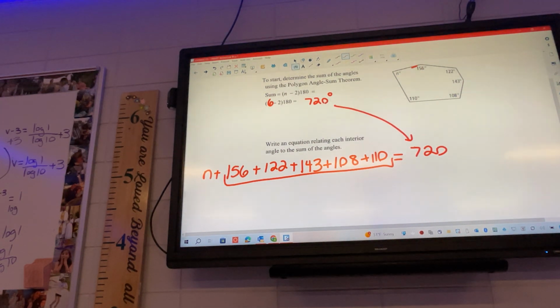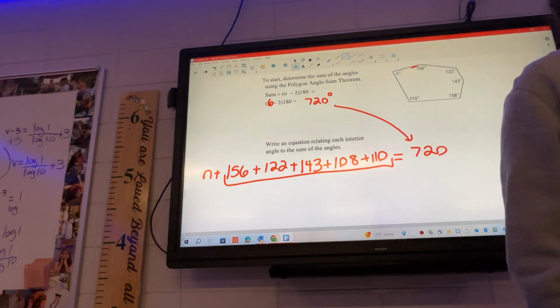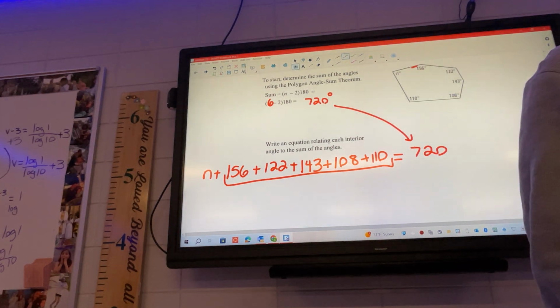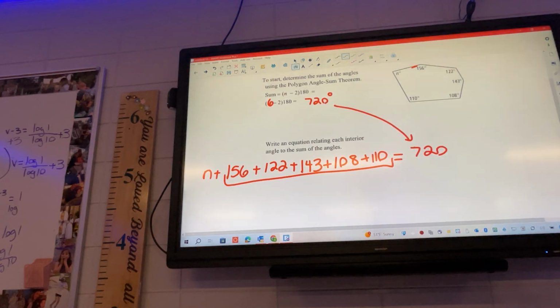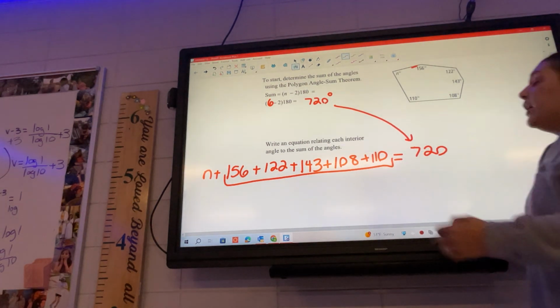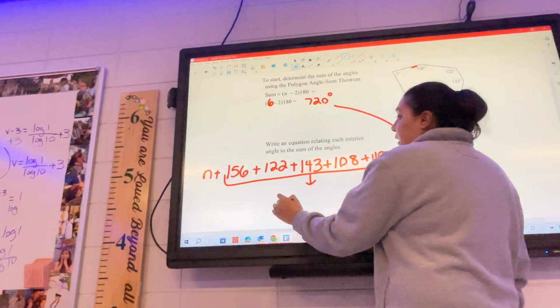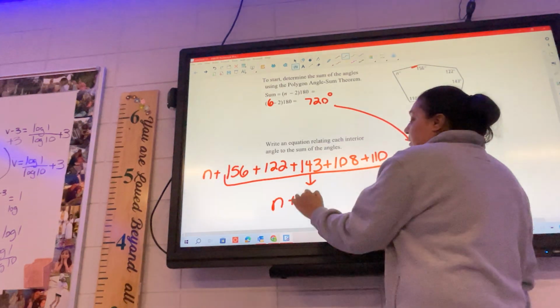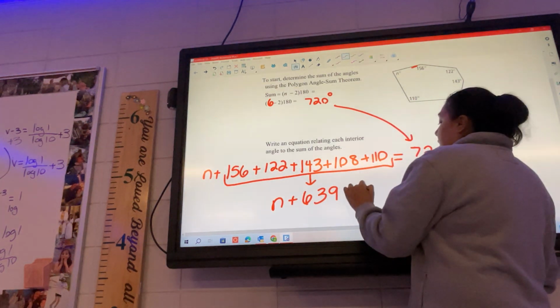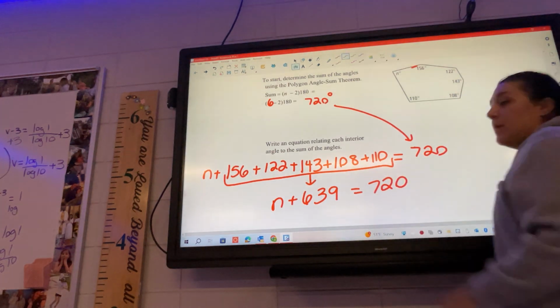639. 639? Somebody agree? I don't know what it is. Yeah, it's 639. Okay, so this whole part is 639. So we got n plus 639 equals 720.